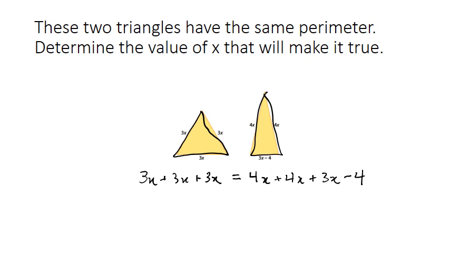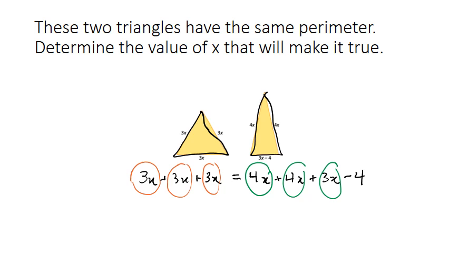Now this may look really overwhelming and like there's a lot of steps to do. However, the one really nice thing about this is that there's lots of like terms in here. All of these three are like terms that we can combine. Also on the other side, these are also like terms that we can combine. So our next step is to combine our like terms. So 3x plus 3x plus 3x is 9x. And that is equal to 4x plus 4x plus 3x. So 4 plus 4 is 8, plus 3 is 11. So 9x is equal to 11x minus 4.